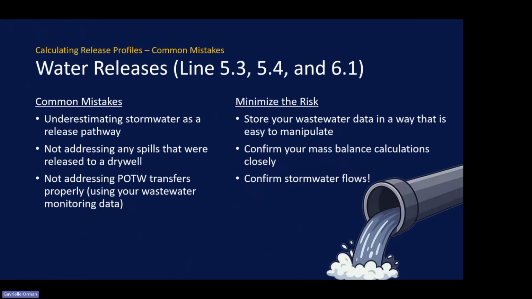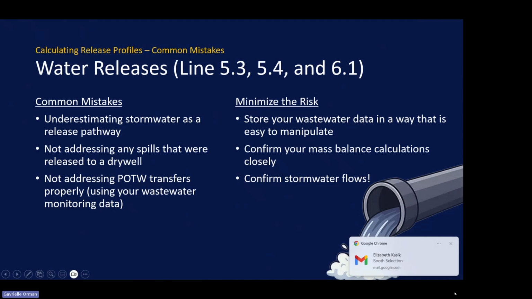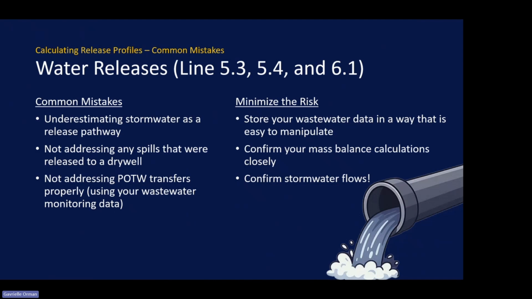For water releases, lines 5.3, 5.4, and 6.1, we are looking at stormwater, injection wells, and POTW transfers. So the biggest thing that I see is underestimating stormwater as a release pathway. If there are any processing areas that are exposed to the sky and exposed to stormwater runoff, including dumpsters that may contain waste that has a TRI chemical in it, you are going to have some reportable level of that TRI chemical in your stormwater runoff.